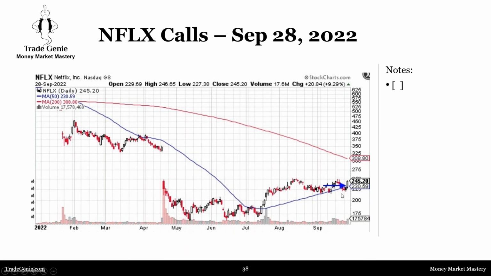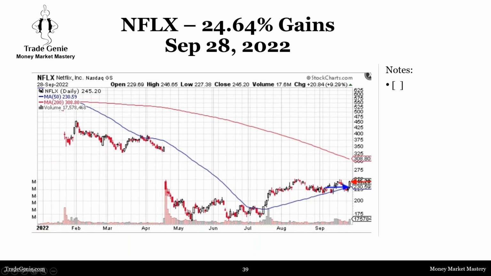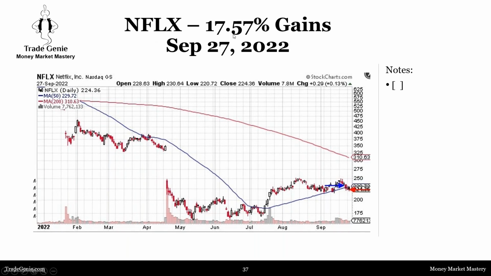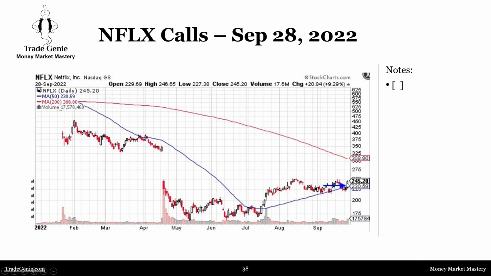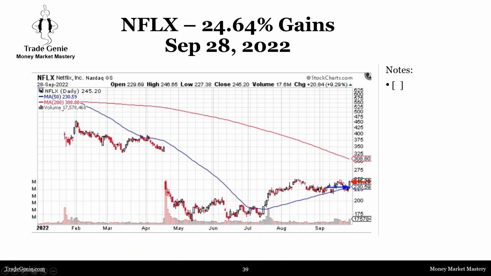I just saw this, so I turned around and bought the calls and exited the same day. Earlier I had puts and made 17.57%. Then I turned around on the calls, and I think exited the same day and made 24-25%. So 24-25% is another $400-500.